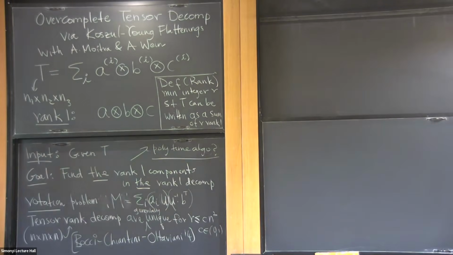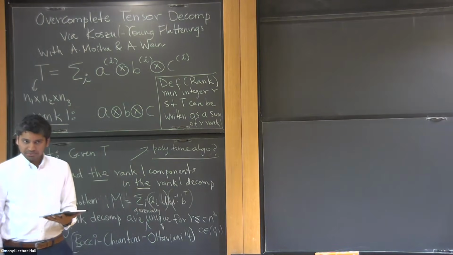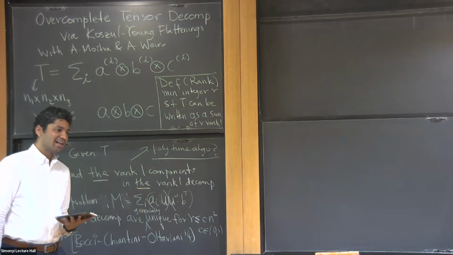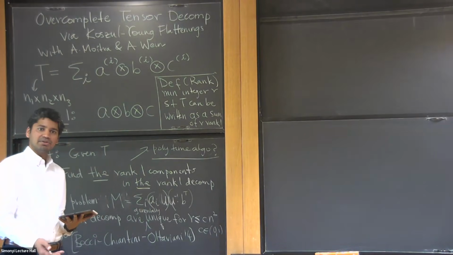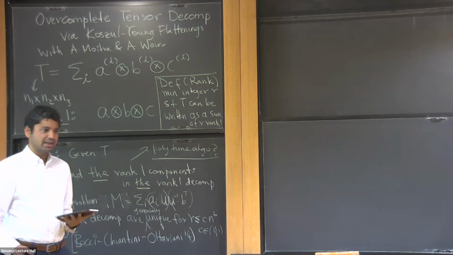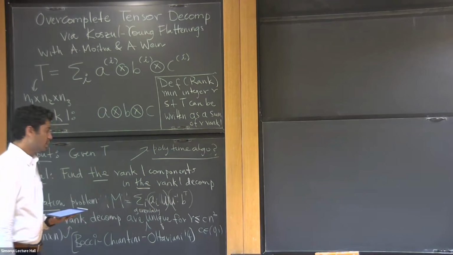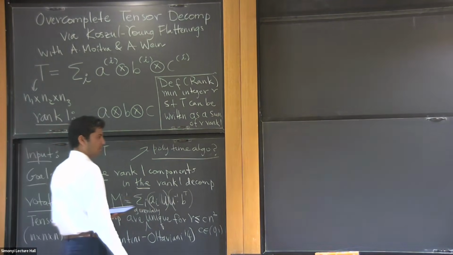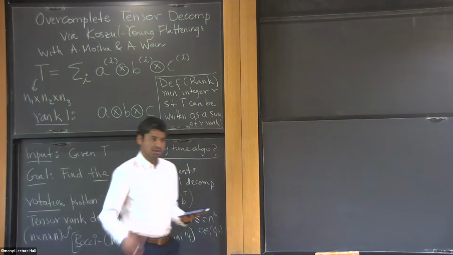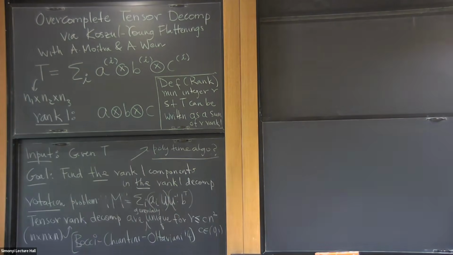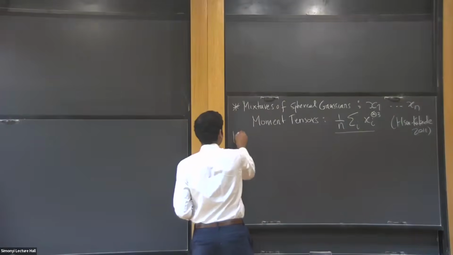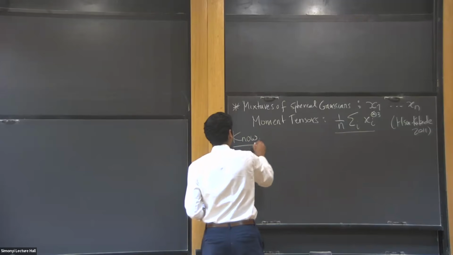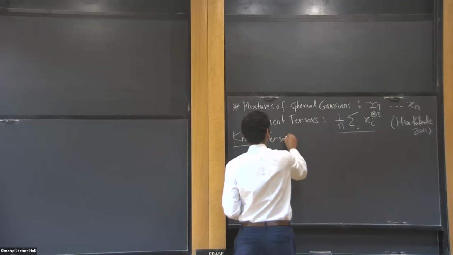So let me tell you what is known about this problem. It would be great if tensor rank decompositions had a polynomial time algorithm, but we are not so lucky. In some sense, for matrix rank decompositions, we get super lucky that there is a very nice polynomial time algorithm. Such an algorithm is unlikely to exist unless P equals NP for tensor rank. So we know that tensor rank is NP complete.